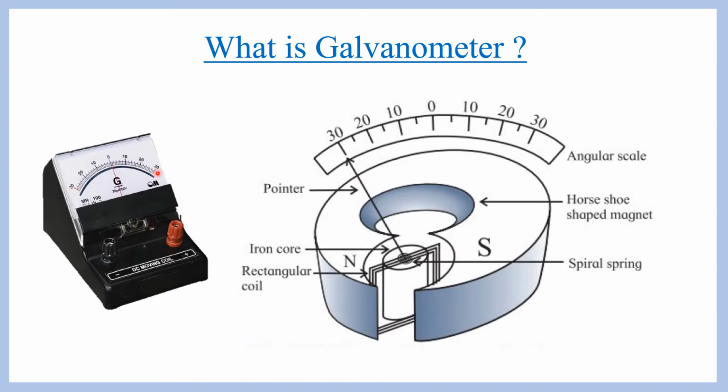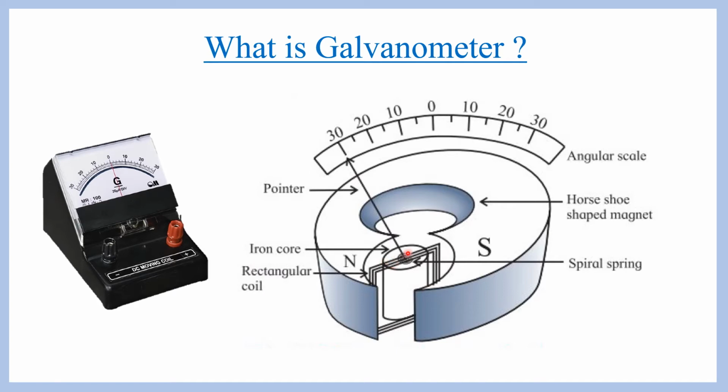Here you have the indication with the pointer, so that you can see here also. This is the inner part of the galvanometer. What is there inside? There is a horseshoe magnet. At the pole faces of the horseshoe magnet, you can see a coil that is fixed over a soft iron core, and this rectangular coil gets deflected if there is any presence of current.